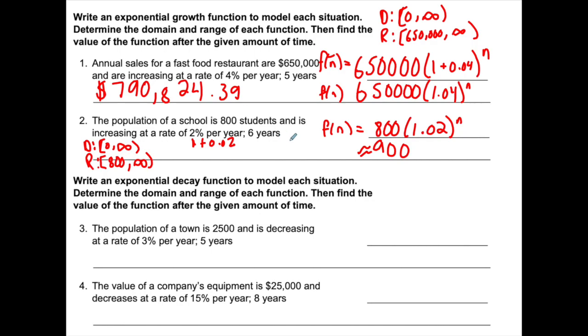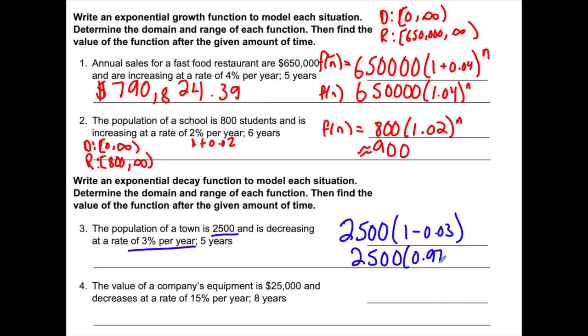Write an exponential decay function to model these situations. So now we're going to do decay. So remember, with decay, we should be doing 1 minus. So we have a population of 2,500 and decreasing at a rate of 3% per year. So I've got 2,500 now. And then every year I have 1 minus 3%. The 100% I started with minus 3% of that. So it's going to be 2,500 times 0.97, and that's right in our function notation.